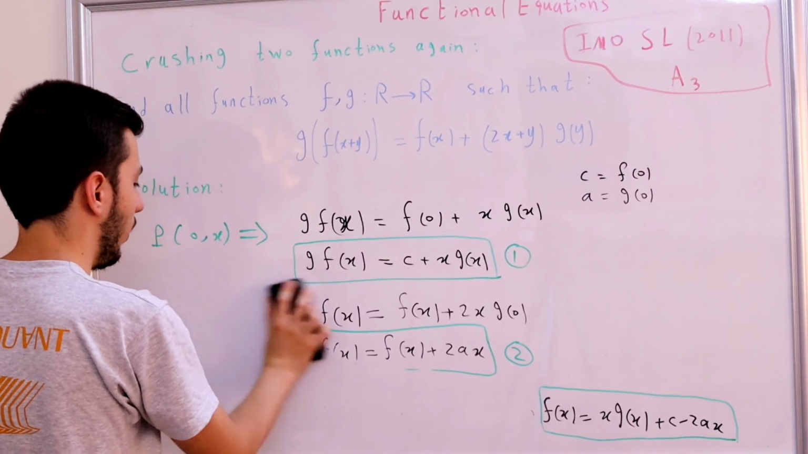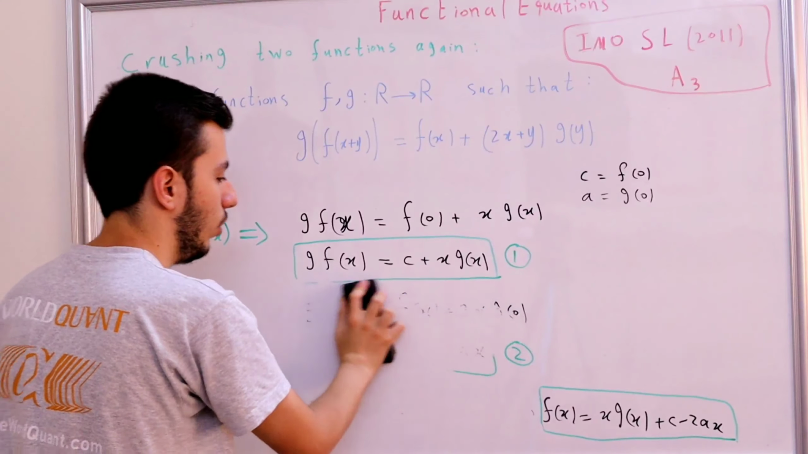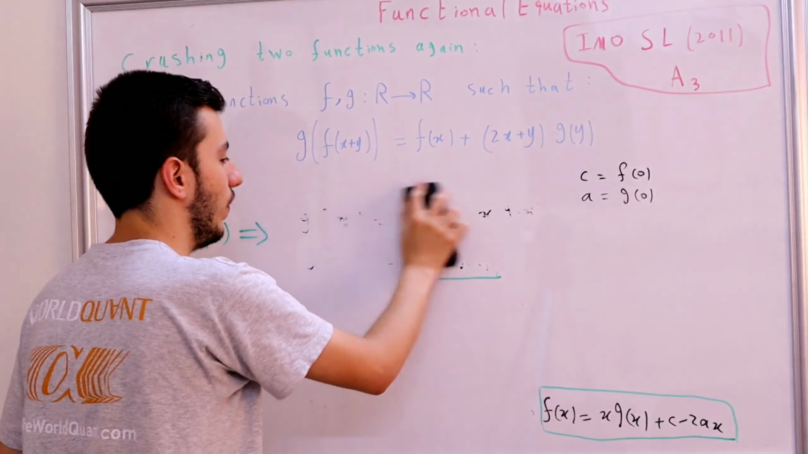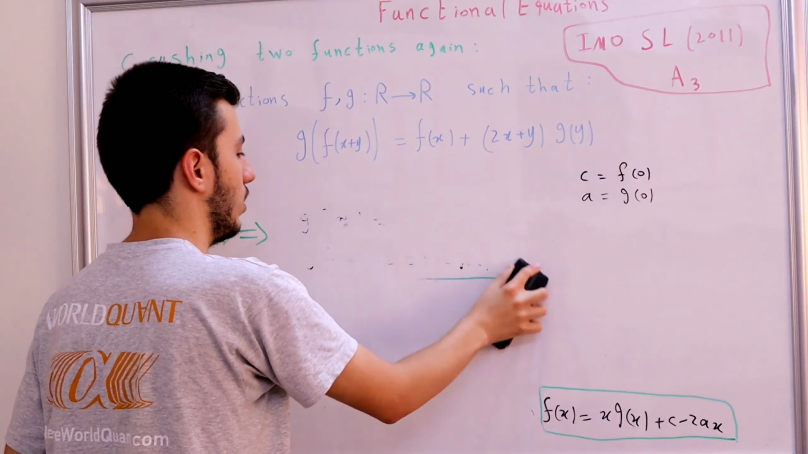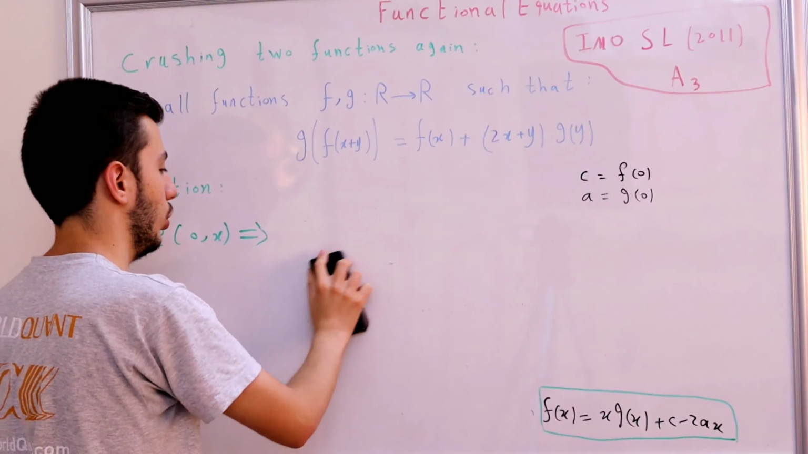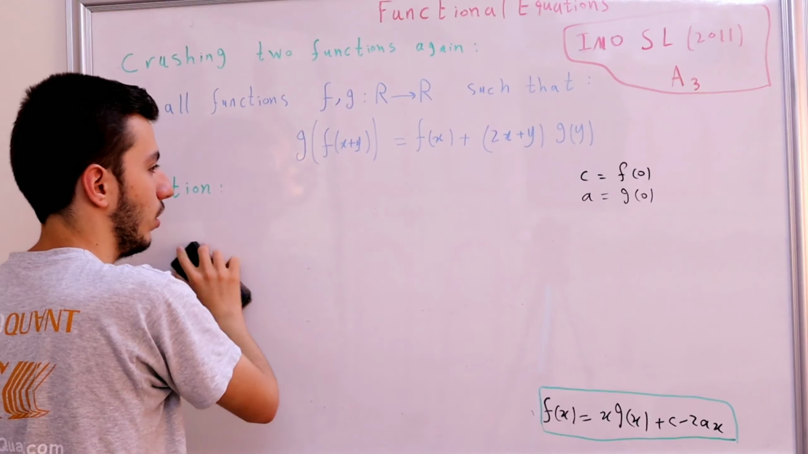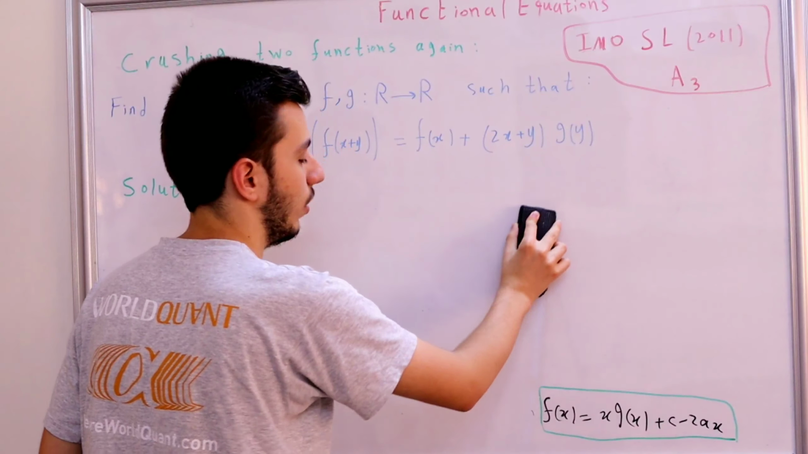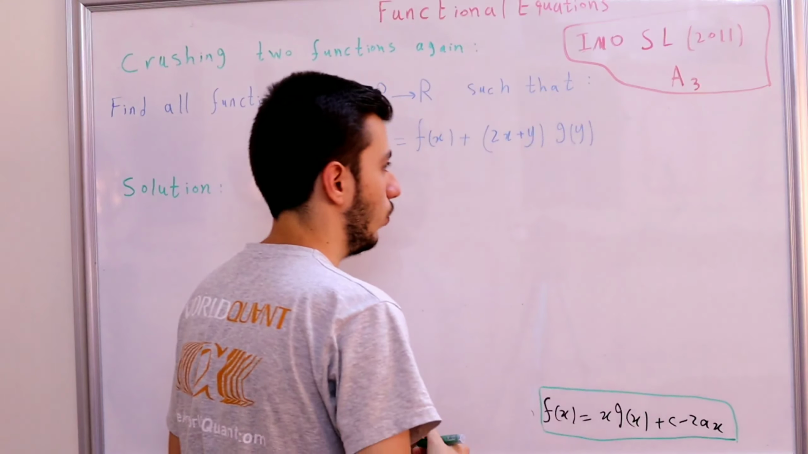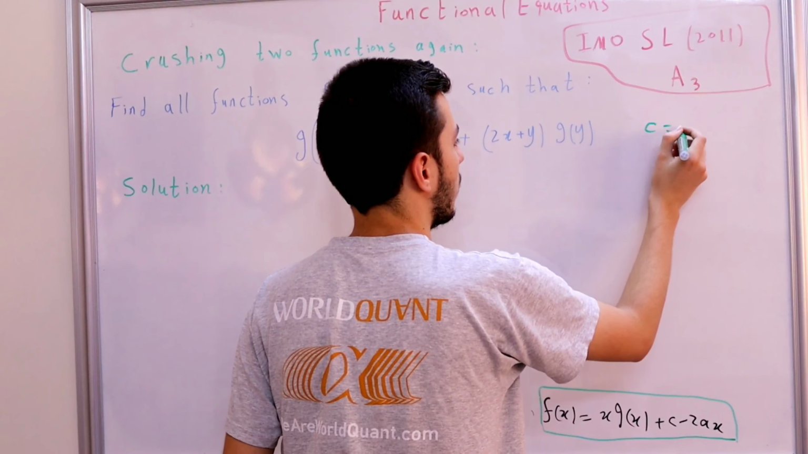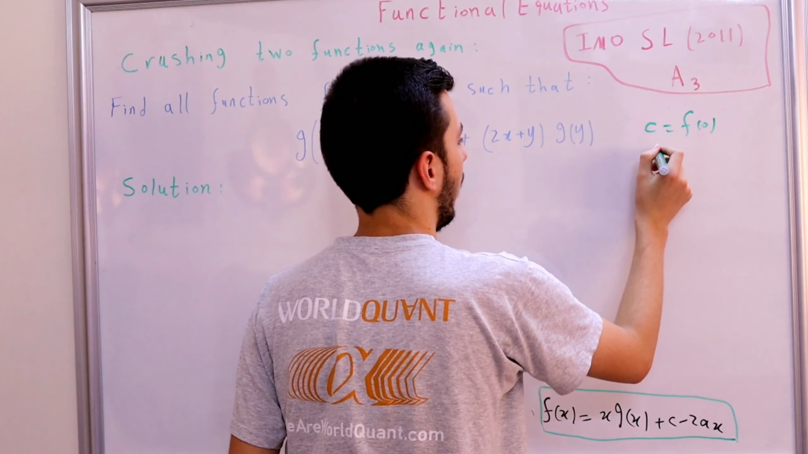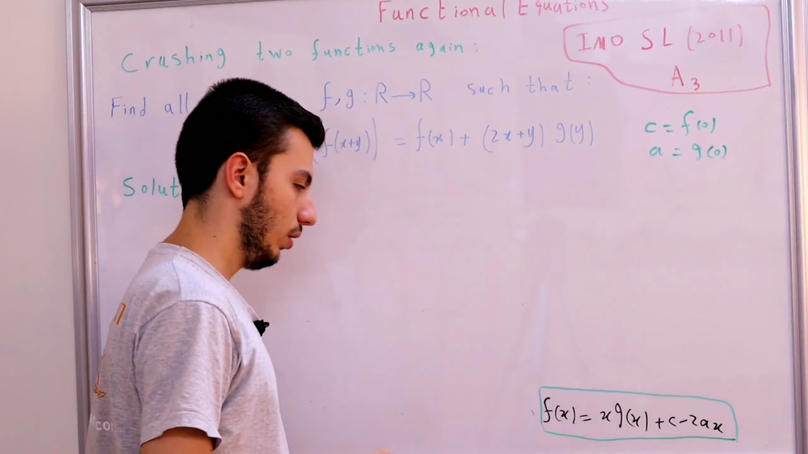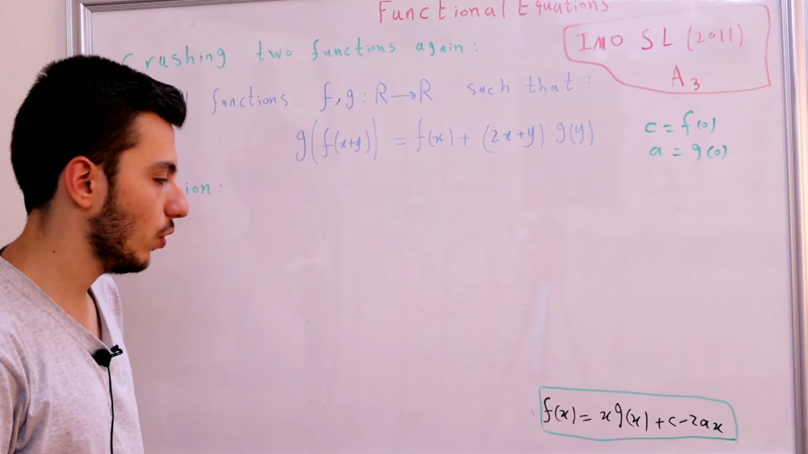Okay, so now I want you to think, what next? What can I do next to solve this functional equation with only one function? And just to remember, we need to write those: c is equal to f of 0 and a is equal to g of 0.